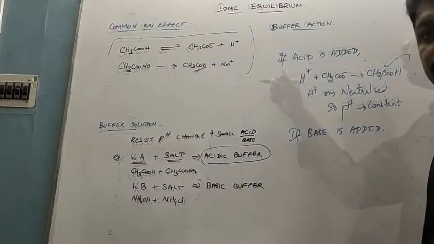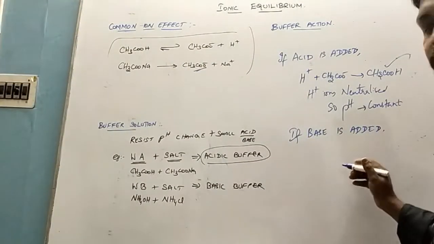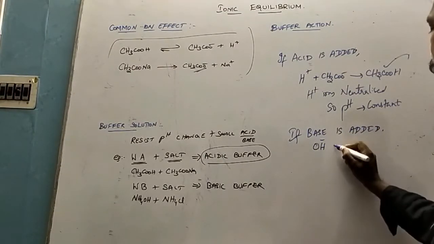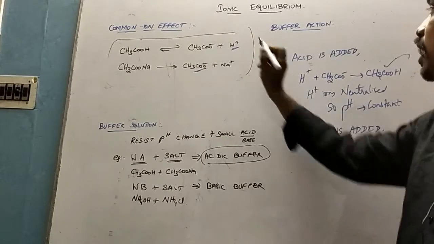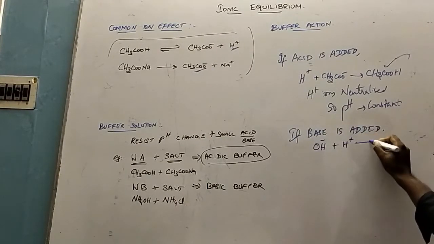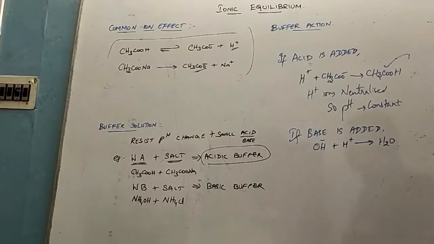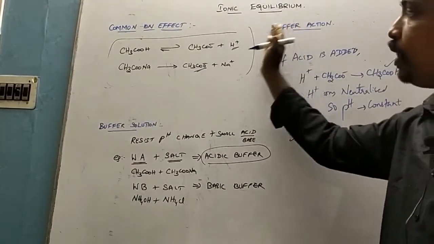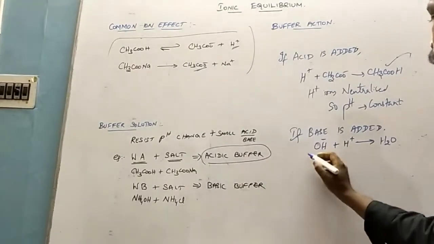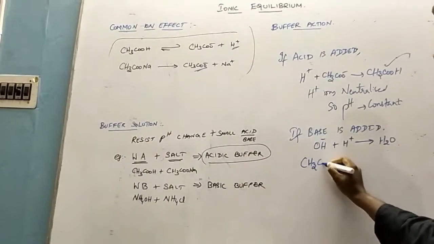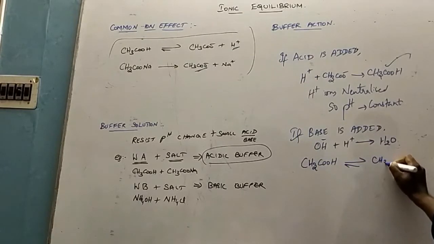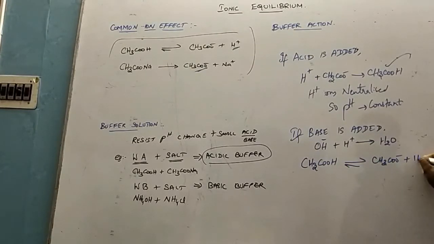Then if base is added, what increases? OH minus ions are added. These OH minus ions combine with H plus and form a water molecule, a neutral water molecule. At the same time, since H plus is consumed, this reaction will proceed in the forward direction. That means acetic acid will dissociate and give acetate ions plus H plus ions. So these two reactions will happen.